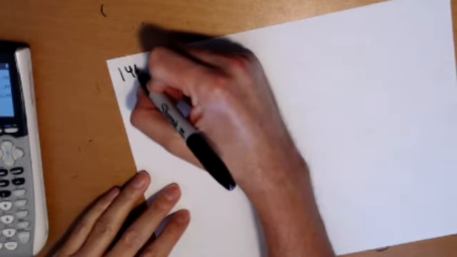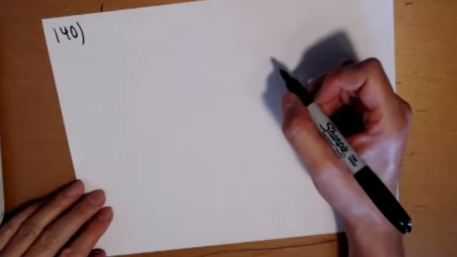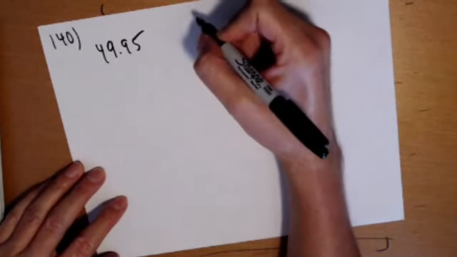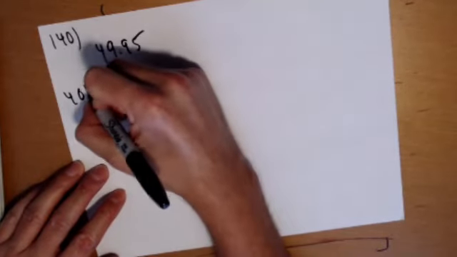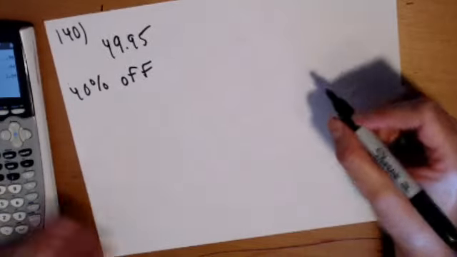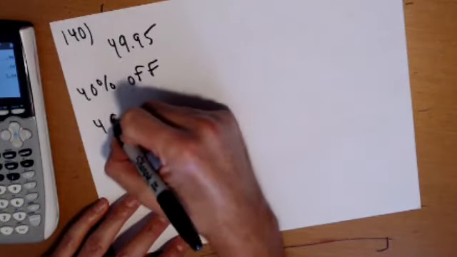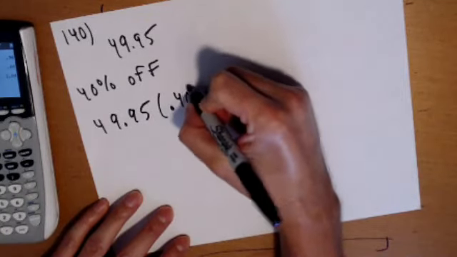Let us try sale. Let's try 140. Errol bought a skateboard helmet on sale at 40% off. The original price was $49.95, and it's on sale for 40% off. Okay, so if you get 40% off, I'll show you two ways to do it. You go $49.95 times 40%. How much are we going to save?